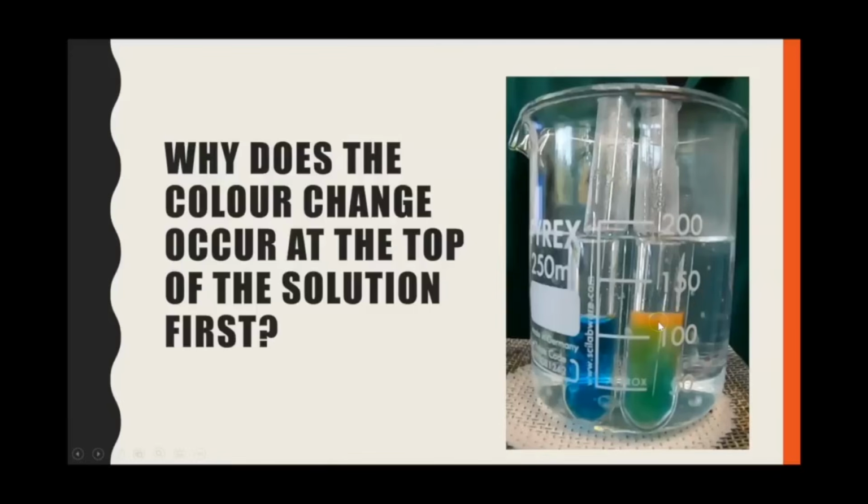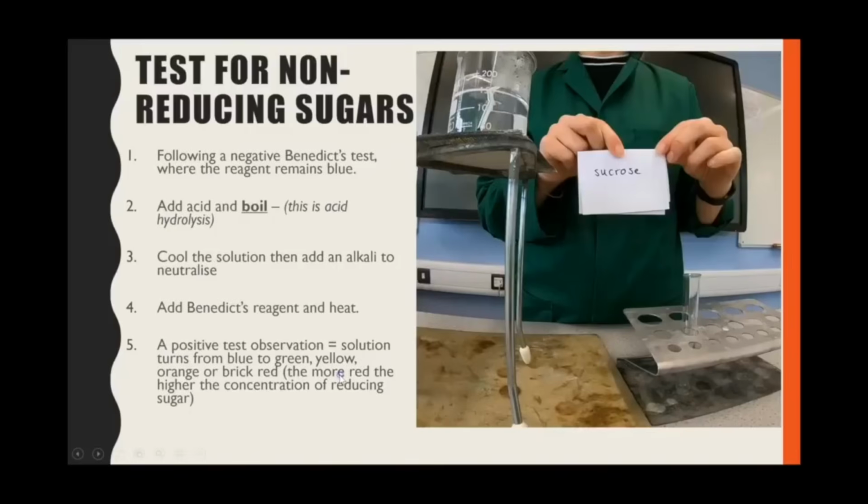So this links to physics actually, and it's to do with the idea of convection currents. The hotter particles in the solution are going to be rising, and therefore the hottest point in the solution in the test tube is at the top. So the molecules will have the most kinetic energy at this point in the test tube, therefore more successful collisions, and the reaction will be happening faster, and therefore colour change is happening first at the top.